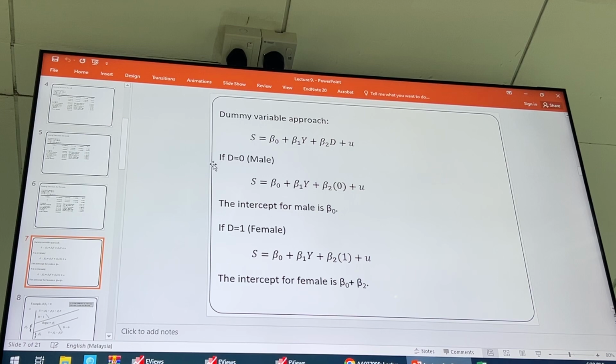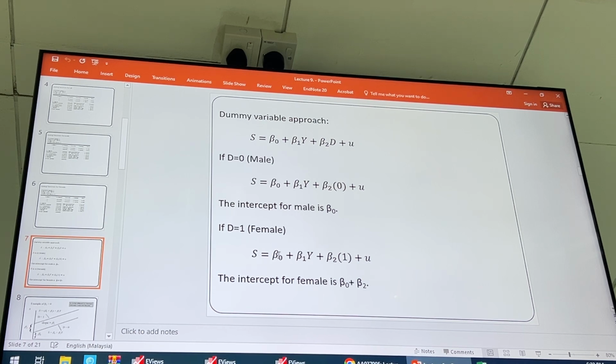So you see, for the case of male, D equals 0. For the case of male, D equals 0, so our model reduces to beta 0 plus beta 1 income, without the dummy term, because that term is 0 already. So beta 0 represents the saving when income equals 0, for the case of male. And then for the case of female, D equals 1. The dummy variable equals 1. So we have this, meaning that you can rearrange this.